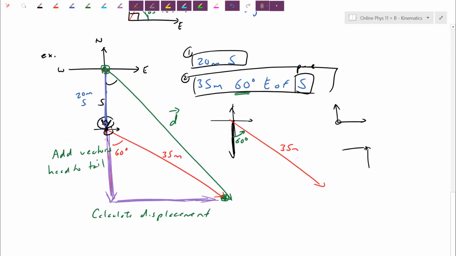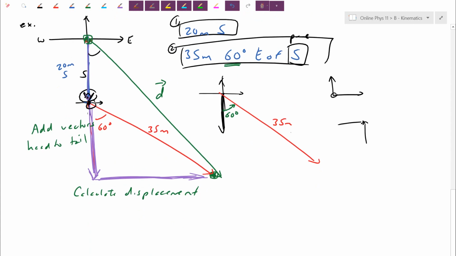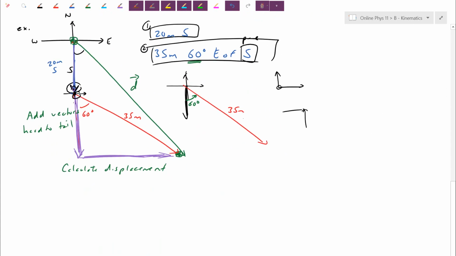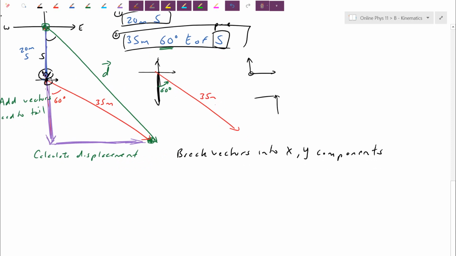So here's our general strategy that works. We can avoid using sine law, cosine law. The first step here is to break vectors into what are referred to as x and y components. Break them up into the x and y portions. So first vector, let's do this separately here, and then we'll go back to the diagram.